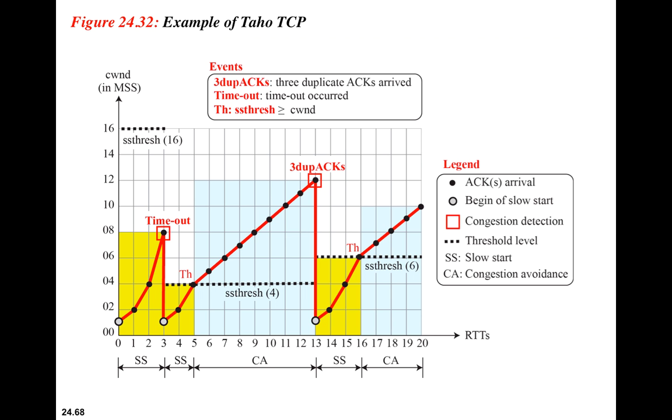So let's look at how this takes place. Now we are looking at Tahoe TCP. So we start at 1, the congestion window, and we move on 1, 2, 4, 8. At 8, at this time, if you see, the original slow start threshold has been set to 16. But before we reach 16, we have encountered a timeout, which means we have congestion in the network.